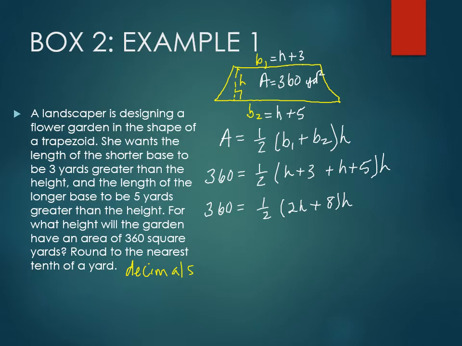And then we're going to distribute. So we have 360 equals, and when I distribute a half, half of 2 and half of 8 gives me what? 1 and 4? Yeah. So we are left with the H on the outside, but we have H plus 4 on the inside. Distribute some more, and we get 360 equals H squared plus 4H.